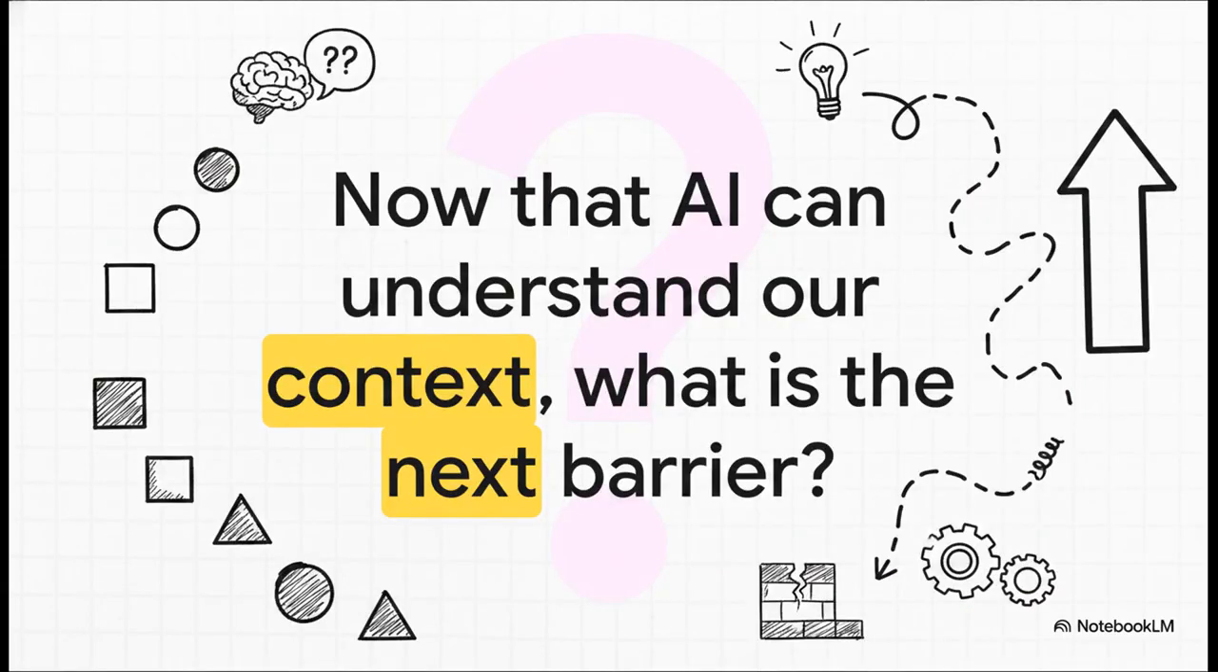So there you have it, a quick tour inside an AI's brain. The big thing to remember is that this isn't some unknowable magic. It's a story of clever building blocks, each one making the next one possible. We started with a simple line, built a network that could learn, and then gave it a way to understand us. It makes you wonder, right? Now that it can understand our context, what's the next great barrier for it to overcome?